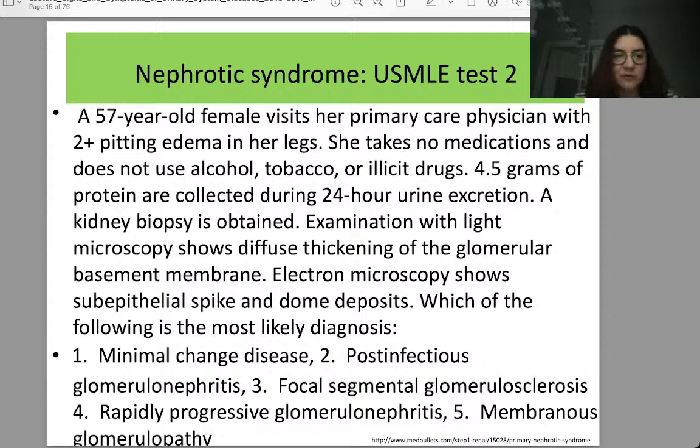Options for this question. First, it is minimal change disease. Second, it is post-infectious glomerulonephritis. Third, focal segmental glomerulosclerosis. Fourth one, rapidly progressive glomerulonephritis. And fifth, it is membranous glomerulopathy.